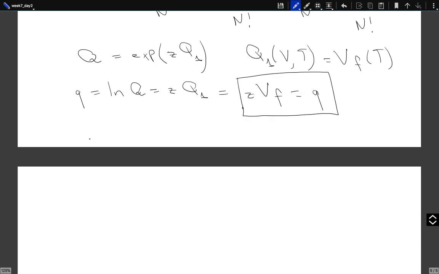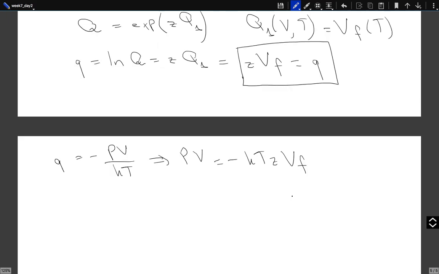So, well, we know that Q is minus PV over kT. So this tells me that PV for the ideal gas, I can also write it as minus kT times z times V times F. What about the number of particles? The average number of particles.